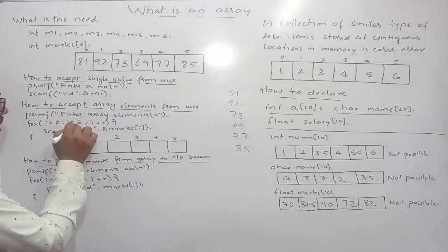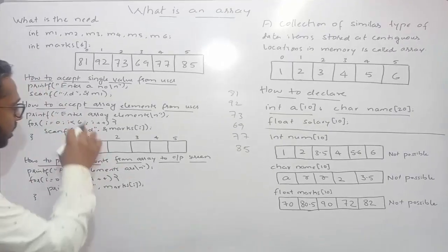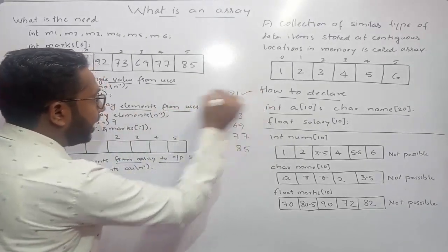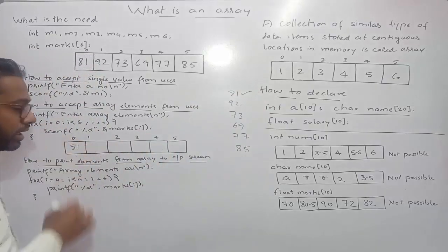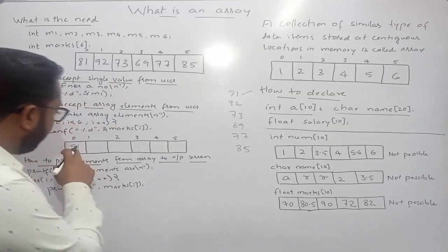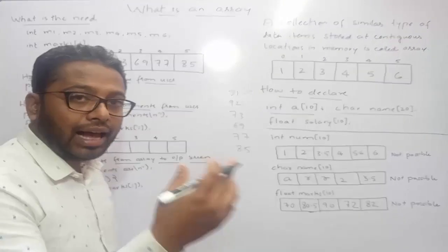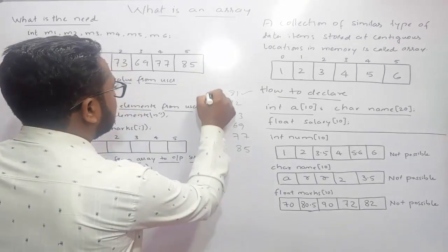For the very first time, when the i value is 0, the condition gets checked. 0 is less than 6. Yes, the condition becomes true. That's why the control will come inside the for loop to read this first number, 81. Then 81 will get stored inside this first location of the array, which is the 0th location. Then i gets incremented. The i value will become 1 now.